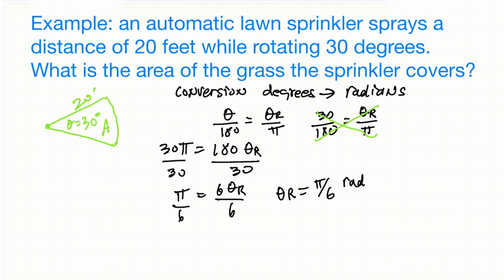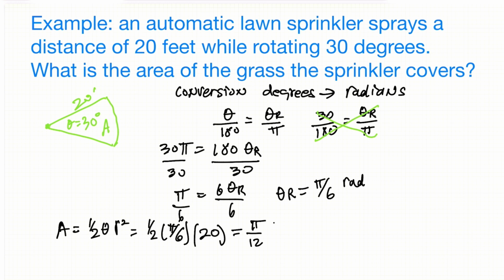So now we need to calculate the area, and we know the area is 1/2 theta r squared, which is equal to 1/2, and then our theta is pi over 6, and our radius is 20 feet, so our units are in feet. Now if we plug these numbers into our calculator, that's just pi over 12 times 20 squared. I plug that into my calculator, I get 104.7, and it goes on, and that's going to be feet squared. That's going to be our units.